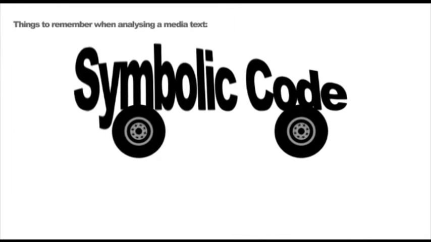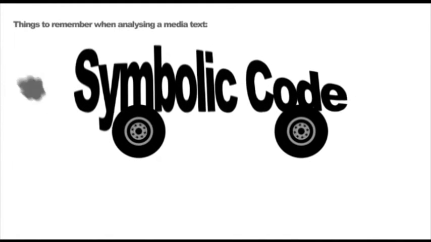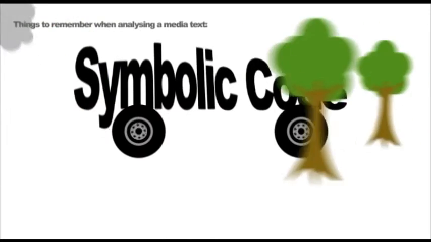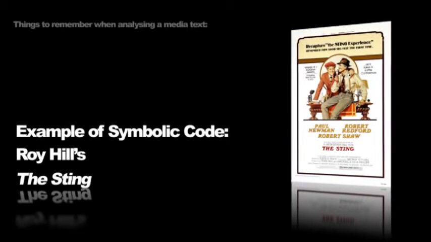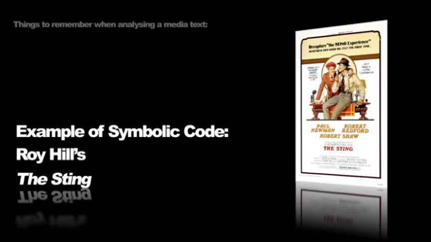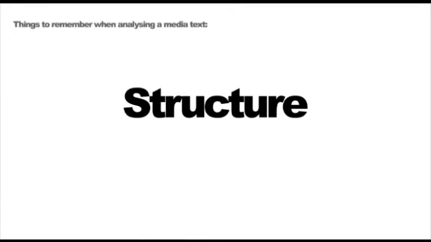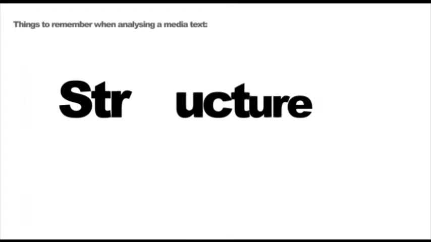Symbolic codes. Symbolic codes are like clues within the narrative. For example, one of the characters may drive a broken down old car, suggesting perhaps the character is poor. A good example of this is The Sting. Structure. This is the good old beginning, middle and end.